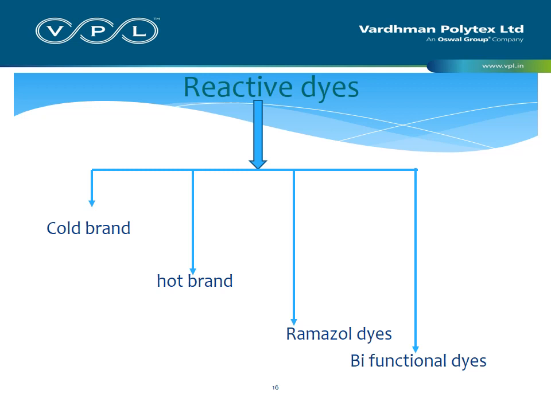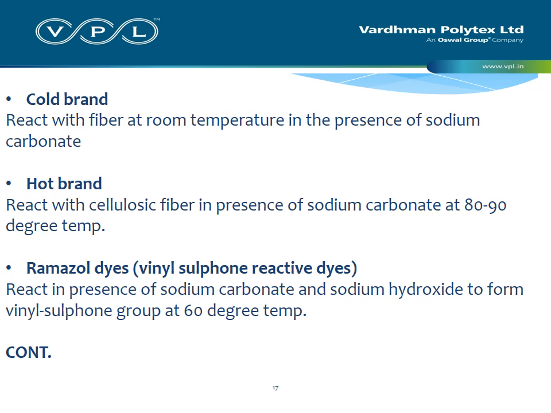Reactive dyes. There are four types of reactive dyes: cold brand, hot brand, Remazol dyes, and bifunctional dyes. Cold brand reacts with fiber at room temperature in presence of sodium carbonate. Hot brand reacts with cellulose fiber in presence of sodium carbonate at 80 to 90 degree temperature. Remazol dyes react in presence of sodium carbonate and sodium hydroxide to form vinyl sulfone group at 60 degree temperature.